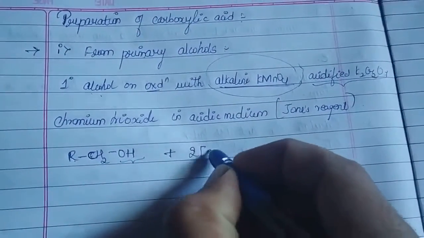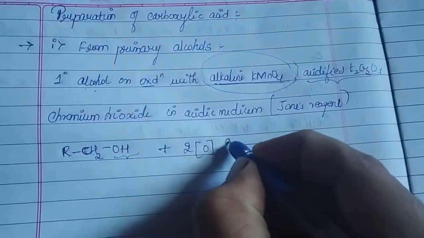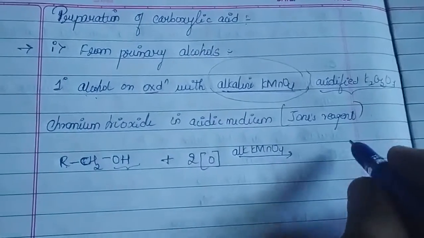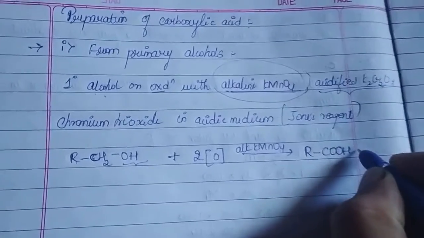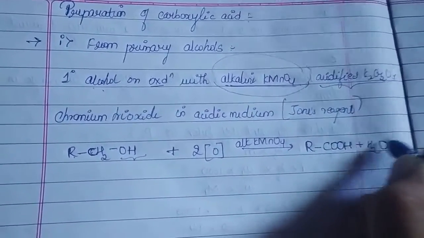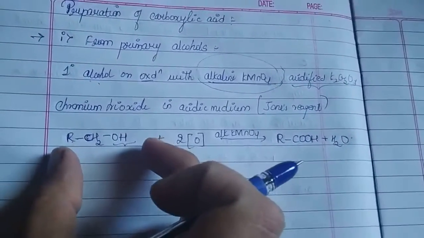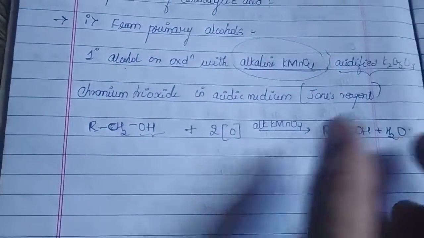So of course now, how does the reaction go? You will be providing oxygen, if I choose alkaline KMnO4. So what are you going to get? Please note here, RCOOH. Along with that you are going to get water. So this is a general reaction where our primary alcohol has been oxidized to its corresponding carboxylic acid.